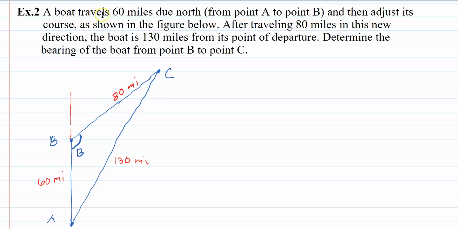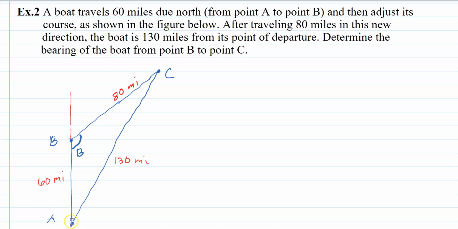A boat travels 60 miles due north from point A to point B and then adjusts its course as shown in the figure below. After traveling 80 miles in this new direction, the boat is 130 miles from its point of departure. Determine the bearing of the boat from point B to point C.